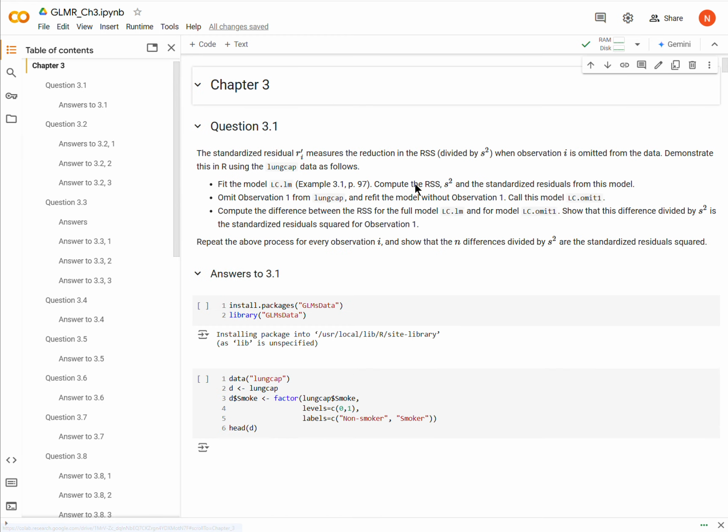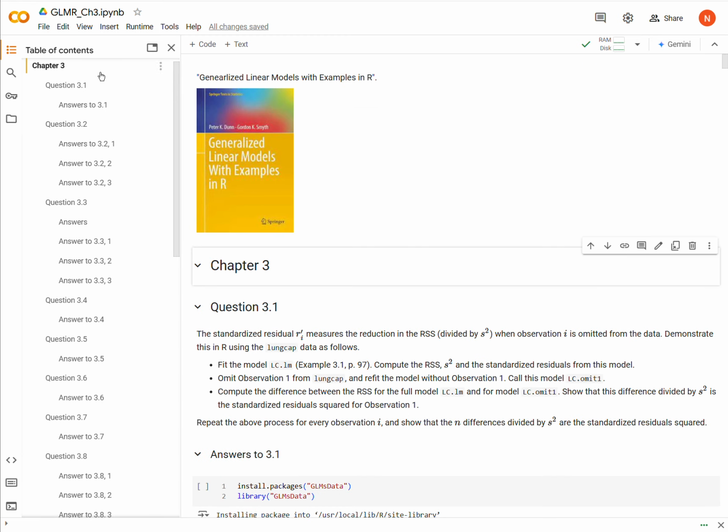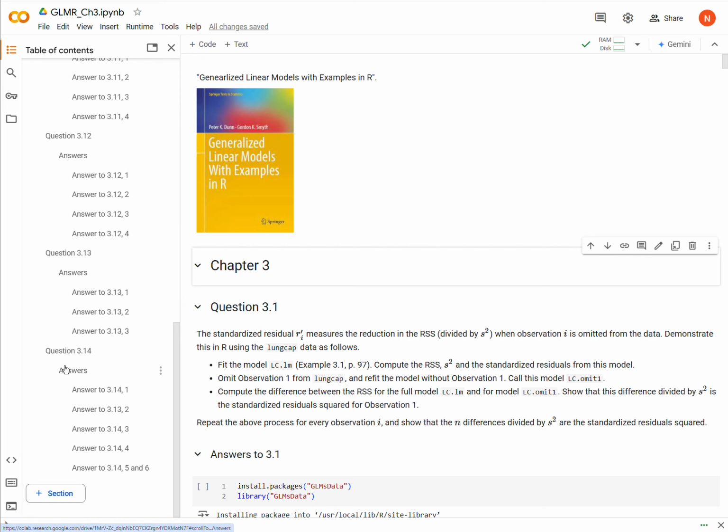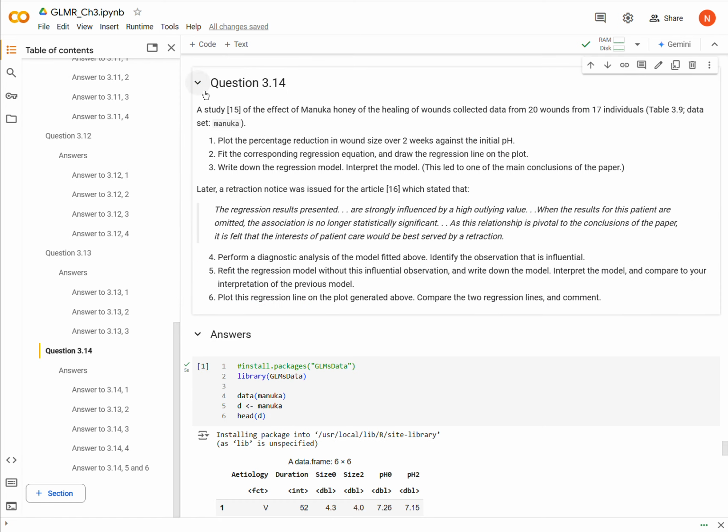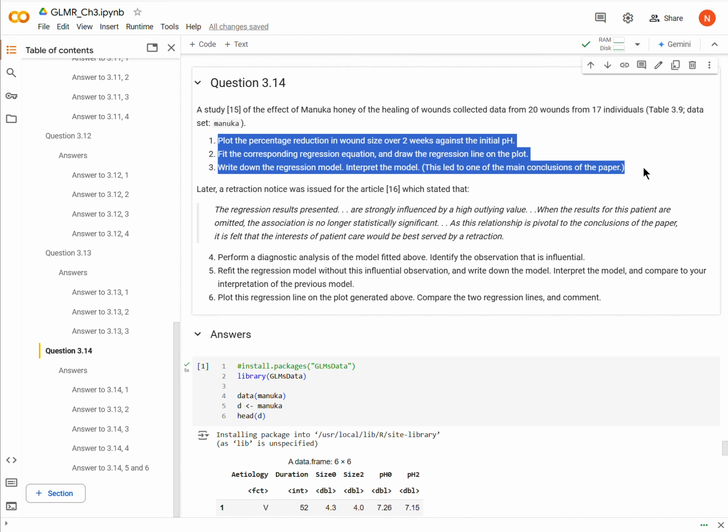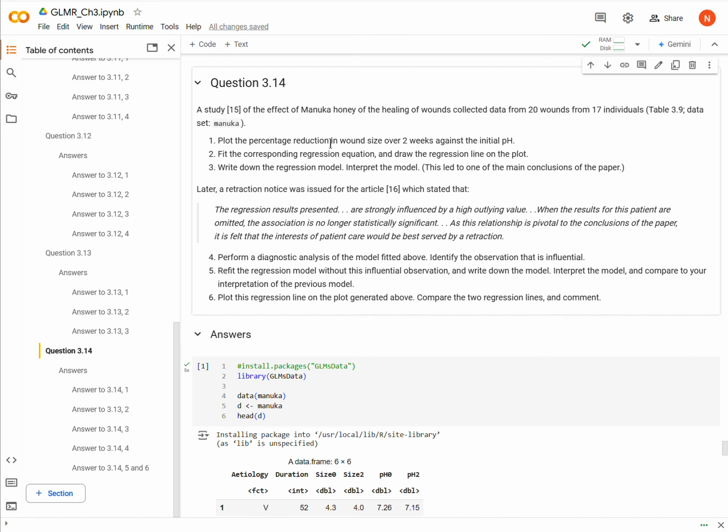In Generalized Linear Models with Examples in R. That book right there. And we're in chapter 3, question 3.14. This has a lot of parts, and we're talking about a data set called manuka. We're asked to do some things, build a model and so forth, and we'll just look at that as we come to it.